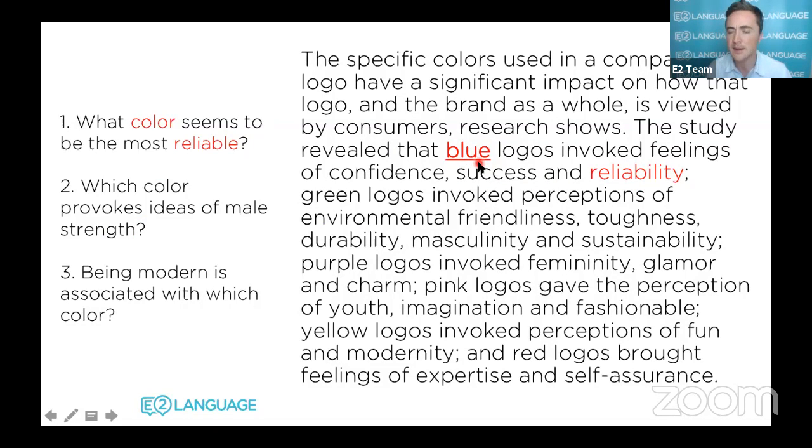What color or which color? Blue, reliable. Which color provokes ideas of male strength? So toughness, strength, there's a synonym. Masculinity, male toughness, male strength, masculine toughness, green. Green invoked perceptions of environmental friendliness, toughness, masculinity. Great. What about this one? Being modern. So I'm going to look modern, modern, modern. I'm scanning my eyes. Modernity, there's the noun. I've got the adjective here. Here's the noun. It's the synonym. And so we know that yellow invoked perceptions of fun and modernity or being modern, okay?